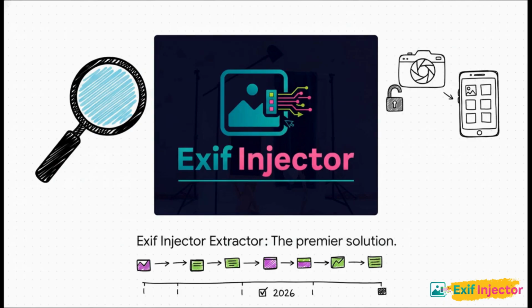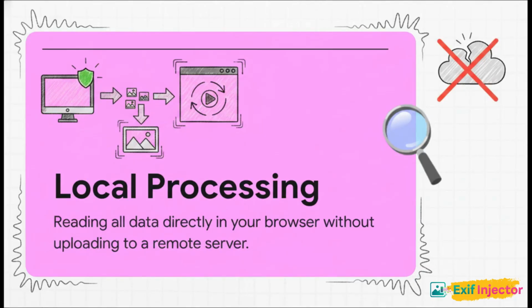The primary reason Exif Injector takes the crown this year is its absolute commitment to local, on-device processing. When you drag and drop a file, it uses JavaScript to parse all the EXIF data, along with those advanced IPTC and XMP metadata layers, directly inside your web browser.